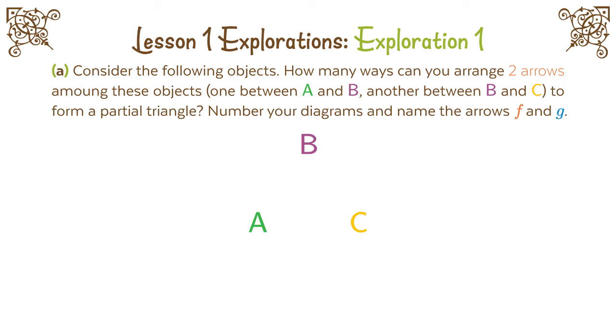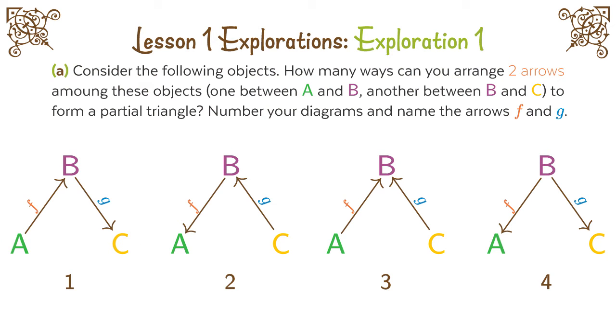Well, there are two arrows and two directions for each arrow, so there are 2 times 2 equals 4 ways you can arrange two arrows between three objects, with one arrow between A and B and the other between B and C. And here they are. I just named the arrow on the left F and the one on the right G in all cases.